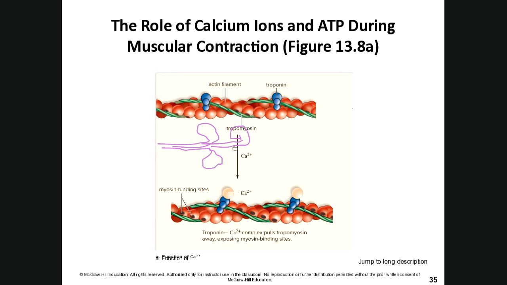When calcium is released, it binds to troponin, and now we can get to these active sites. So now this myosin can attach to that little black dot there, but it can't do that until calcium pulls the tropomyosin strand away. It kind of pulls it away and exposes the active sites.